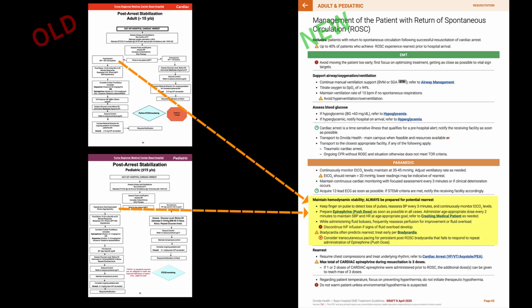As we discussed previously, dopamine has been removed altogether from the entire document, and we won't be using epinephrine as an infusion. Just keep repeating the push dose as you need.